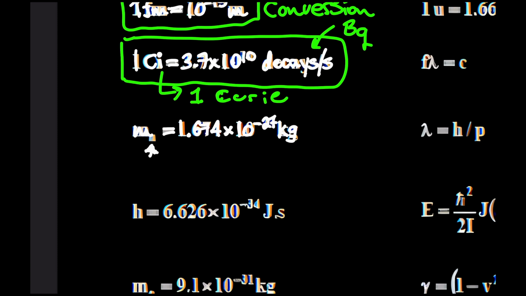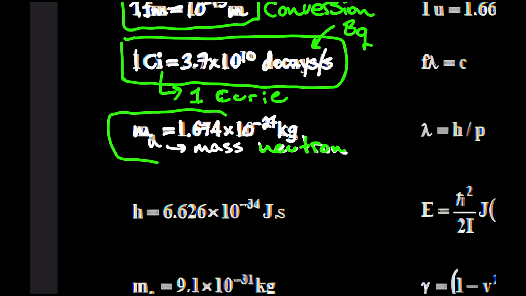Let me actually search this up as well. What is 1.674 times 10 to the minus 27 kilograms? And if it's important, mass of a neutron. Okay. So this little n over here is mass of neutron. Maybe I should write that in green. Neutron, as it is just a constant.